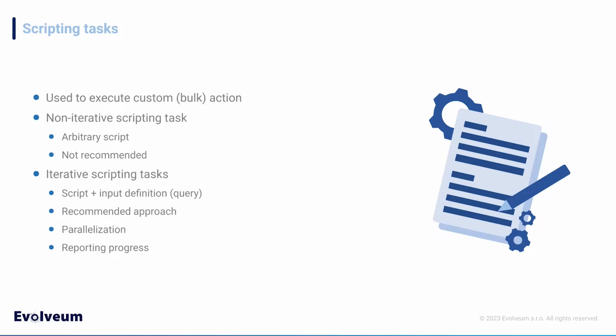Or it's even able to report the progress, because with the non-iterative scripting task, MidPoint cannot understand what's happening inside the script, so it can just say it's running or it's not running. Here, because we have input and it's iterating over the input objects, it can report, for example, I'm processing 50 objects out of 100, so you even know what is happening. So this is the recommended approach.